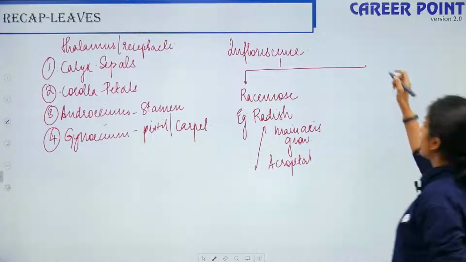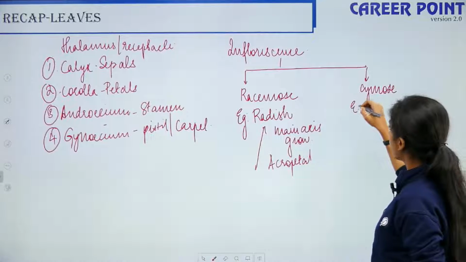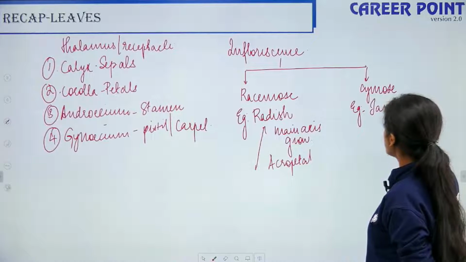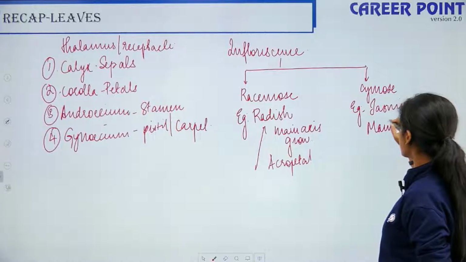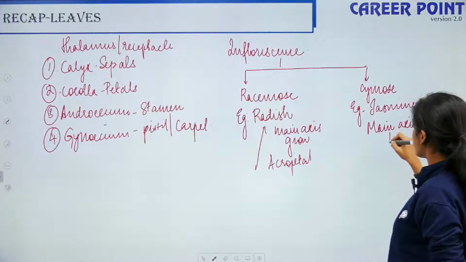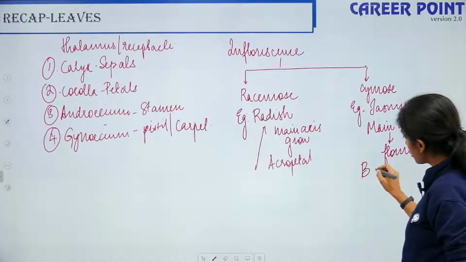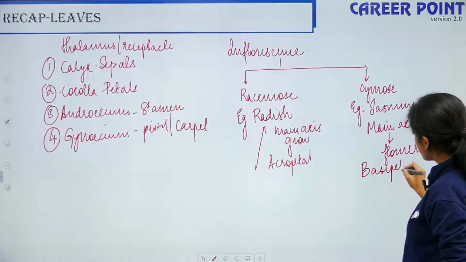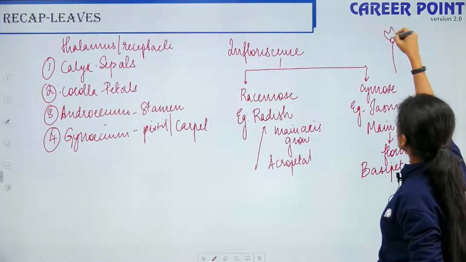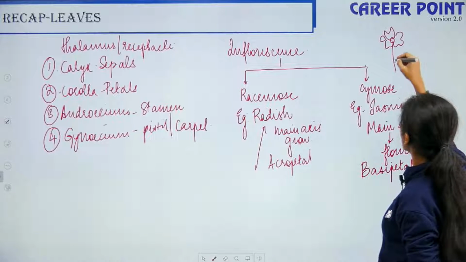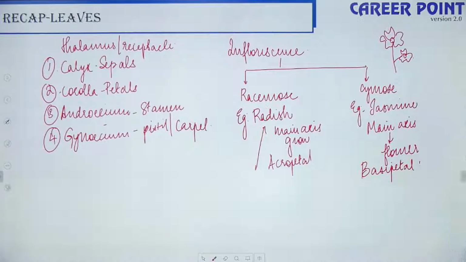Okay. So the next type we spoke about is cymose inflorescence. So example was your radish. So what happens here? So the main axis terminates in the flower. So here the flowers are arranged in your basipetal order, meaning the older flowers are on top and the younger flowers are at the side. So this is the main axis. So here the older flower is on top and the new younger flowers are in the side. So this is your basipetal order.